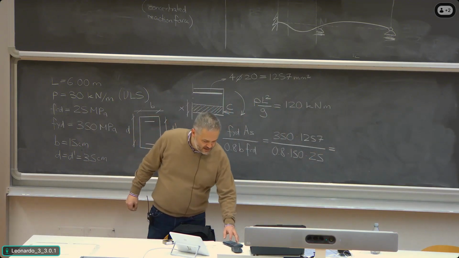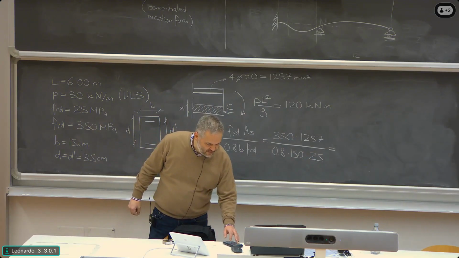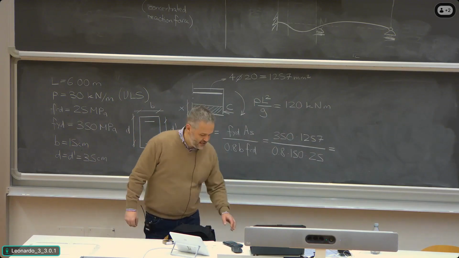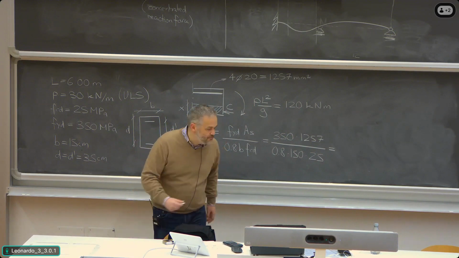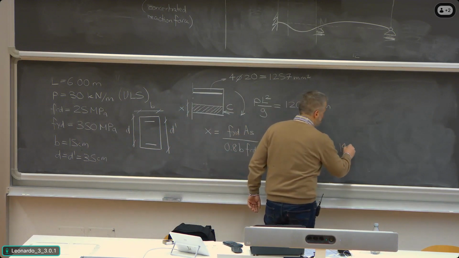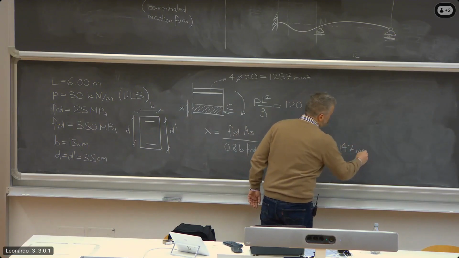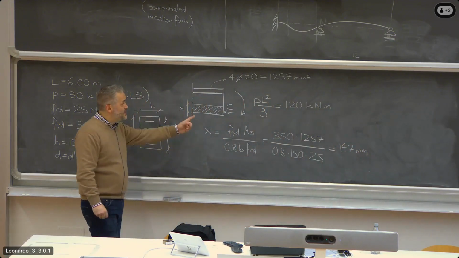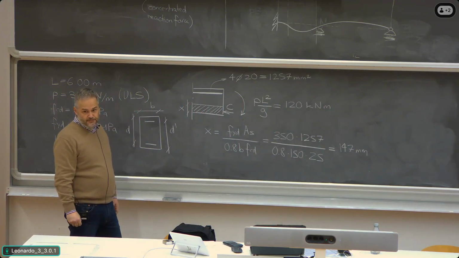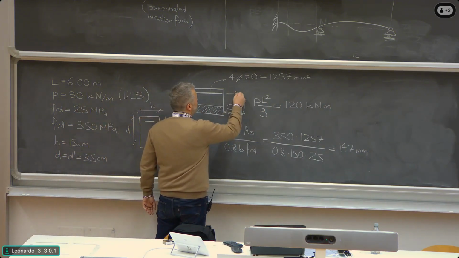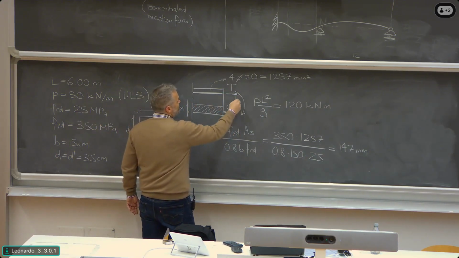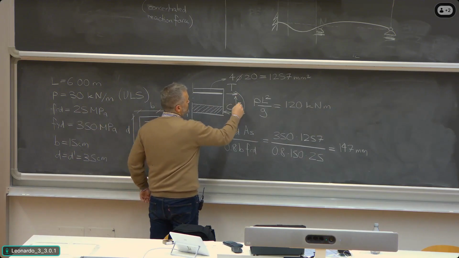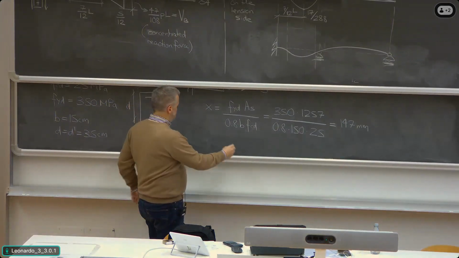So what we have in the end is this number of the area times 350 divided by 0.8 multiplied by 150 multiplied by 25. The value would be 147 millimeters. That's the neutral axis depth. Okay? Then we need, knowing that the tension is here, the distance between compression force and tension force. It's the internal lever arm.